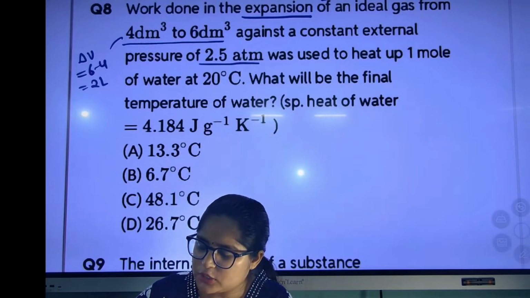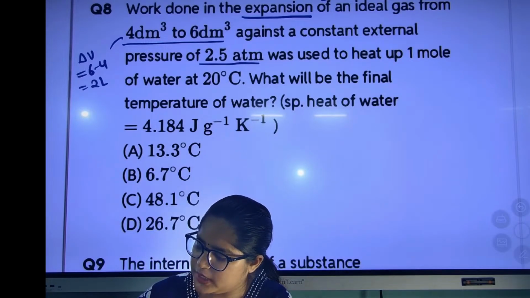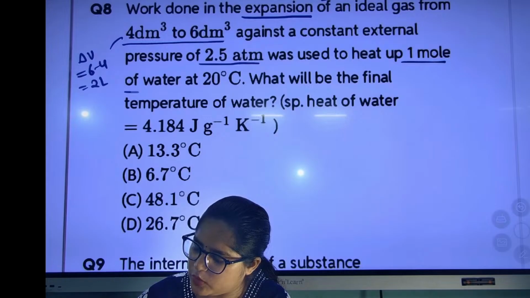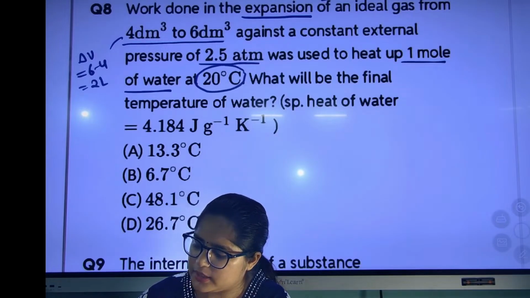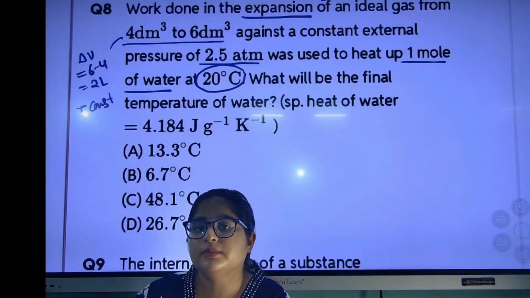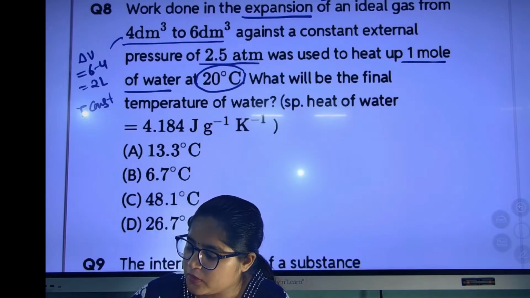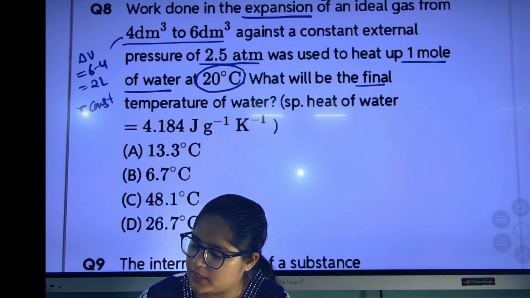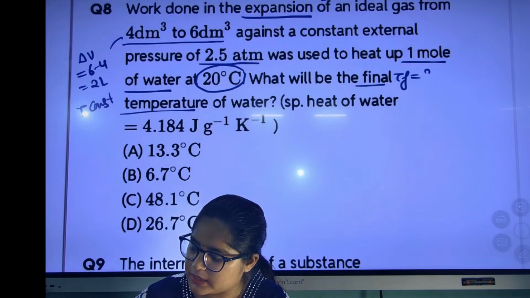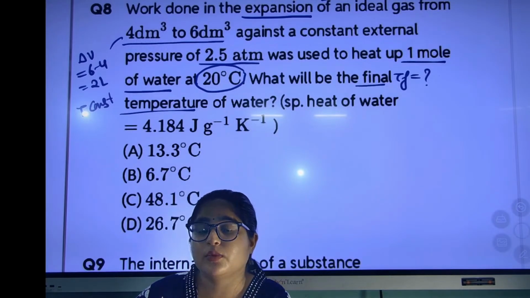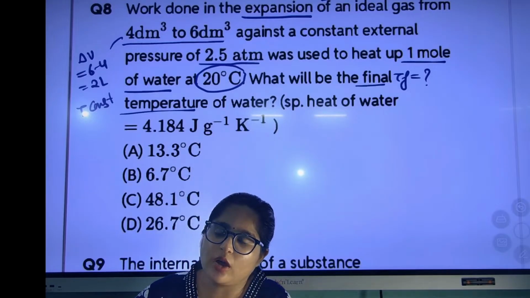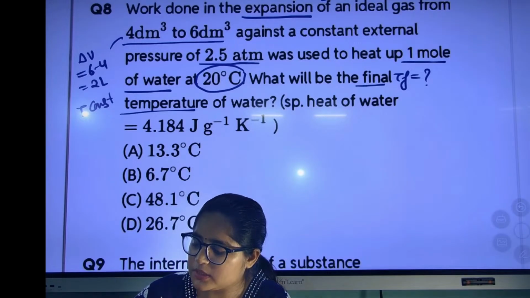And pressure is how much? 2.5 atm. We used to heat up 1 mole of water at 20 degrees centigrade. 20 degrees centigrade means temperature is constant. Why I am writing all these things, we will use it. What will be the final temperature? What they are asking? Final temperature, T final. They have given the specific heat of water.